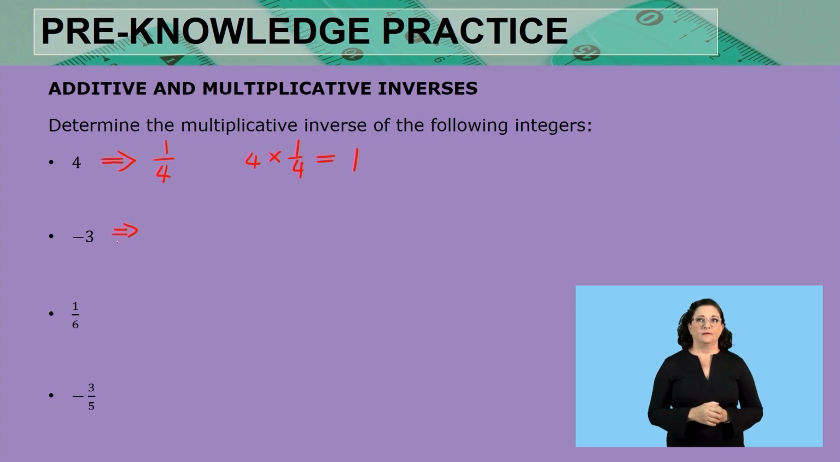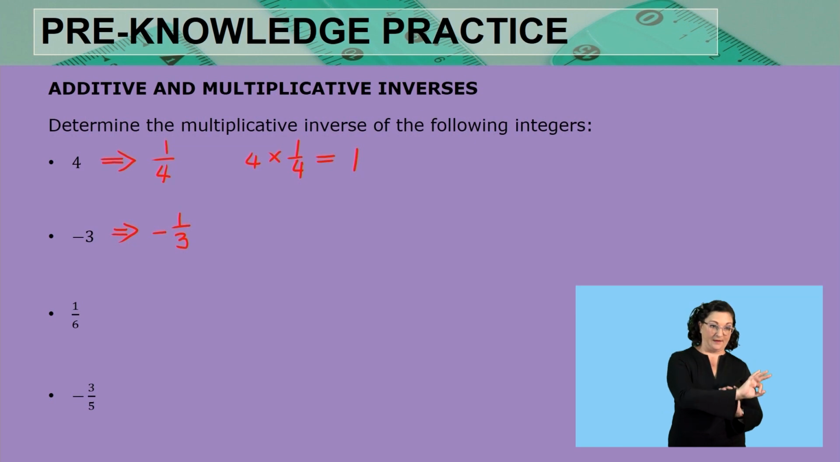What about the multiplicative inverse of a negative 3? Remember, our answer is supposed to be a 1, a positive 1. So what would be the multiplicative inverse of a negative 3? That will be a negative 1/3, because a negative 3 multiplied by a negative 1/3 will give us a positive 1. So what about 1/6?